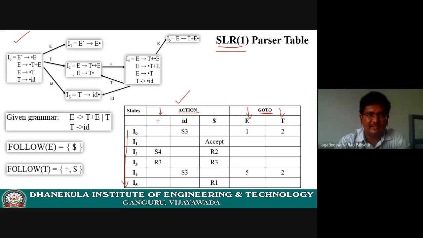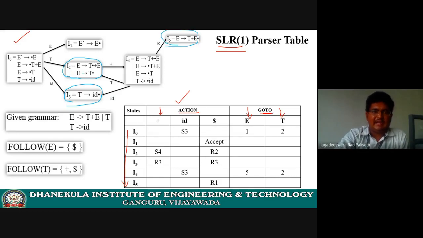So my focus is on I2, I3, and I5 only, because these three are considered as reduce, because they have a production rule where the dot operator can't move further. Am I clear? So I am going to explain these three first. If you consider I2, it has a production rule: E tends to T plus, so T dot. This is the production rule. So the I2 state is reduced.